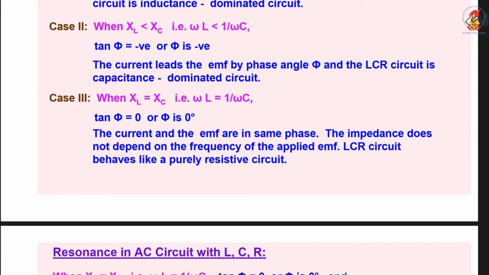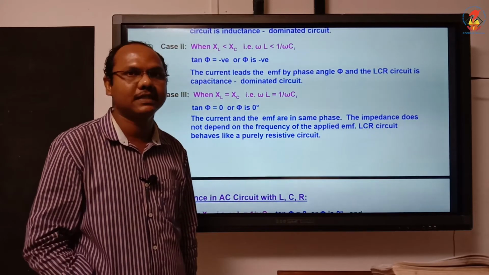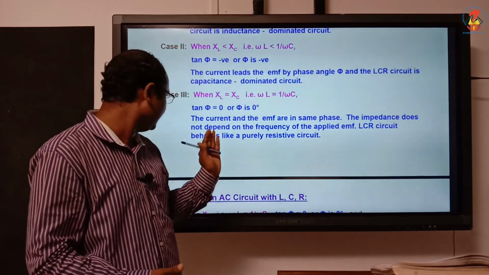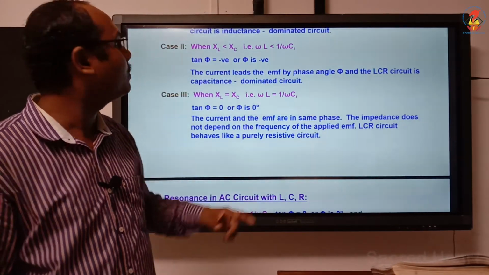Then when XL is equal to XC, L omega equal to 1 by C omega, then what will happen? Tan phi is equal to 0, phi equal to 0. Therefore we can say that current and EMF are in the same phase. That means the circuit behaves like a purely resistive circuit. And at this condition, think about the equation for impedance.